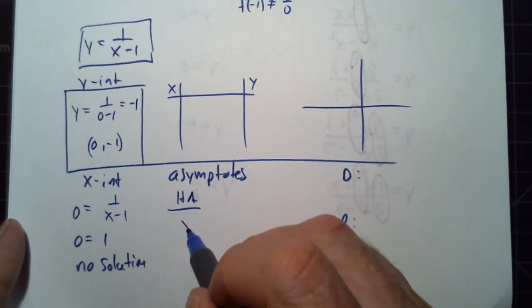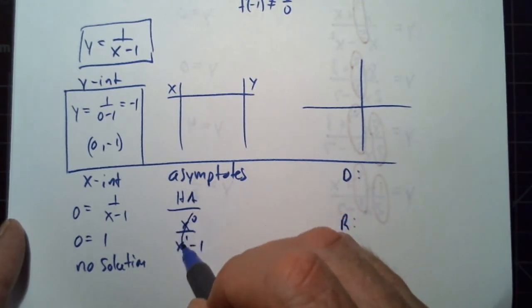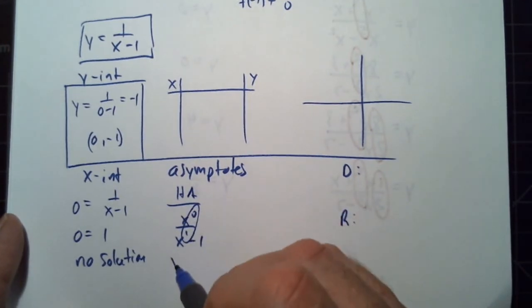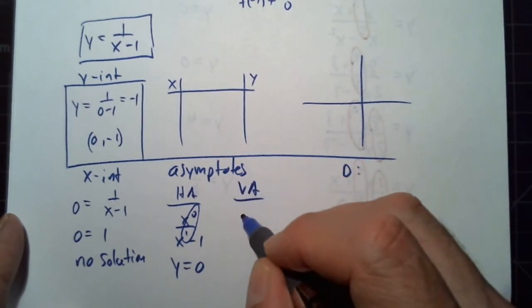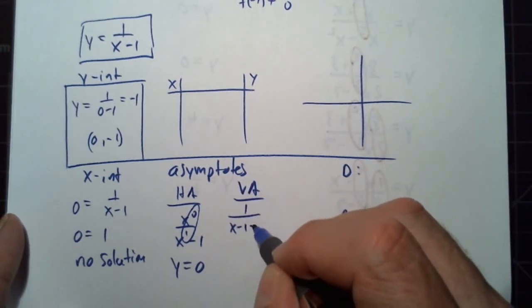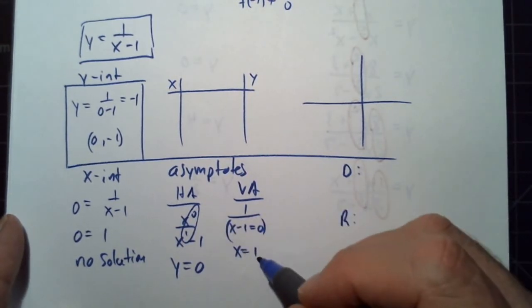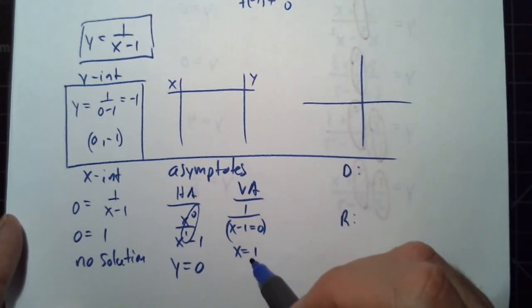Horizontal asymptote, we have x to 0 over x. Comparing the exponents, the denominator is greater, has a greater exponent, so it's y equals 0 for the horizontal asymptote. Vertical asymptote is when the denominator equals 0. So the vertical asymptote is 1, and we don't get 0 over 0 if we plug that back in.